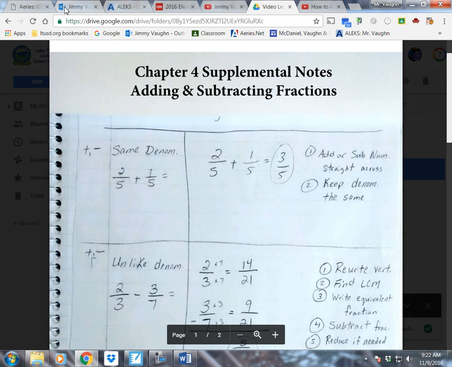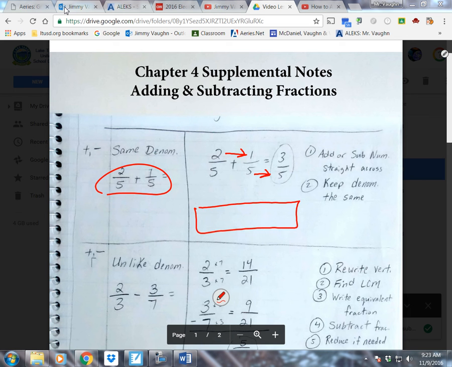So adding and subtracting fractions really comes down to getting the denominators the same. If we look at this right here, we've got 2/5 plus 1/5. Since the denominators are already the same, you just write the problem and then add the numerators straight across, and the denominator stays the same. 2/5 plus 1/5 equals 3/5. And this makes a lot of sense.